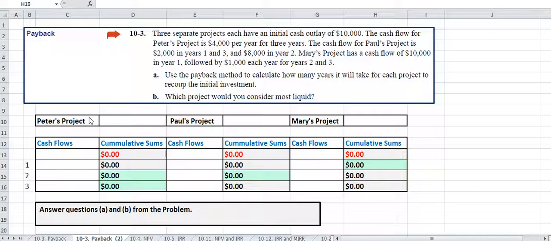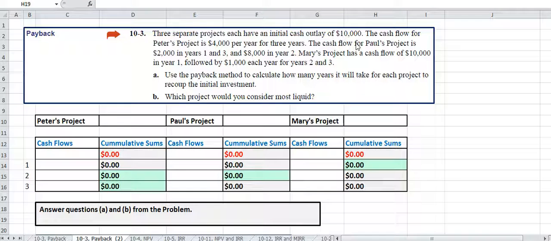In this video, we're looking at problem 10.3 from your book, and we're looking at this idea of payback time on an investment. So we have three separate projects, Peter's, Paul's, and Mary's projects, and each of these is going to have an initial cash outlay of $10,000.